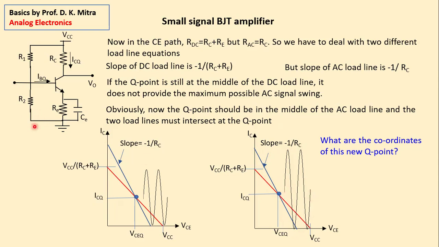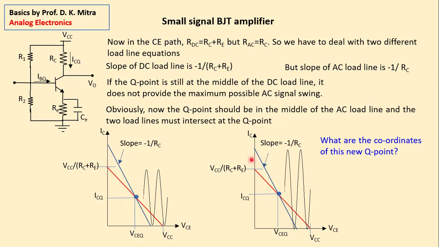If you remove the signal input, then signal output is zero. And when signal output is zero, then you are left with only the DC current. So the Q point has to be on the DC load line, but in the middle of the AC load line. That is the trick. I repeat once again.